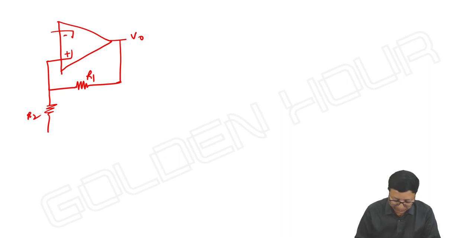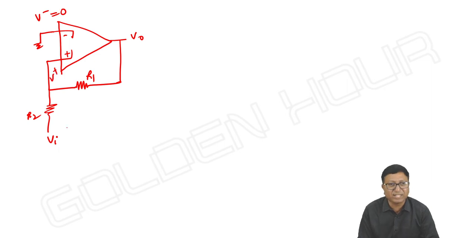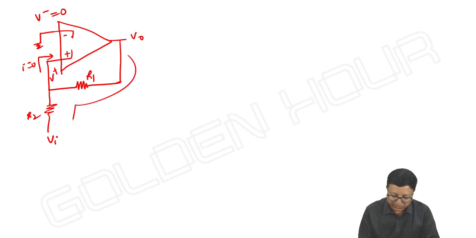So ground is not present. No, I need to apply input here. And the inverting terminal is connected to ground, which means V minus is 0. And what is V plus? Like the previous case only, here no current is possible. Entire current goes like this only. If that is the case, what can I write for V plus?